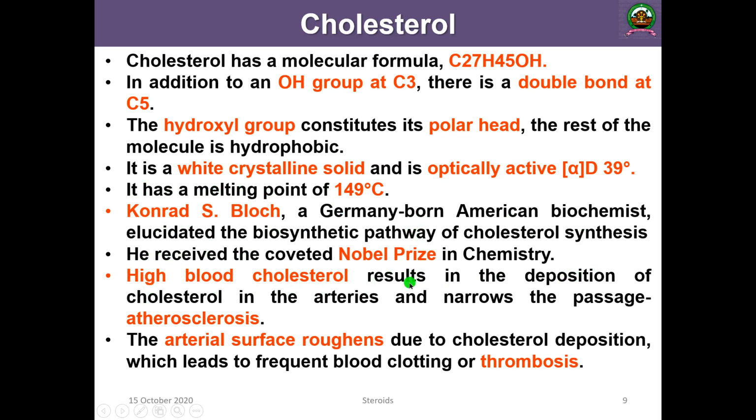High blood cholesterol results in the deposition of cholesterol in the arteries. If it is deposited in the arteries, that leads to atherosclerosis, as you know. Then the roughness of the arterial surface due to cholesterol deposition leads to a specific condition called thrombosis. These are some of the deleterious aspects due to the accumulation of cholesterol. This is very, very important.